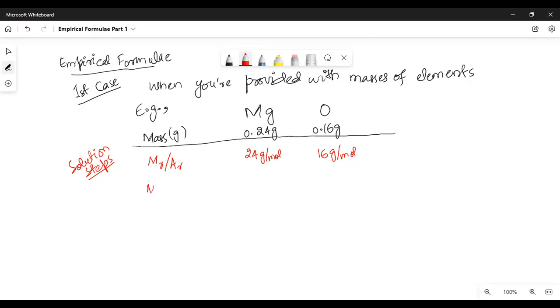So moving on, the next step would be moles. How to find out moles? Now we clearly understand moles is actually the division of mass over molar mass, right? That was the formula for moles. And we have applied the formula over here for magnesium, and we are going to do the same for oxygen. Now, this would give you the value for number of moles as 0.01 for magnesium and 0.01 for oxygen.